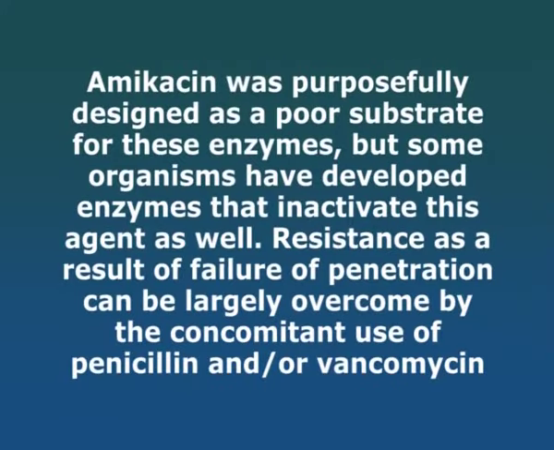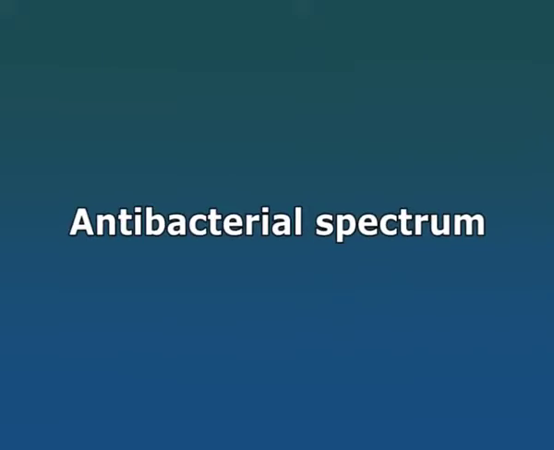Resistance. Resistance to aminoglycosides is becoming a problem. It occurs through several different mechanisms, the most important being inactivation by microbial enzymes, of which nine or more are known. Amikacin was purposefully designed as a poor substrate for these enzymes, but some organisms have developed enzymes that inactivate this agent as well. Resistance as a result of failure of penetration can be largely overcome by the concomitant use of penicillin or vancomycin.